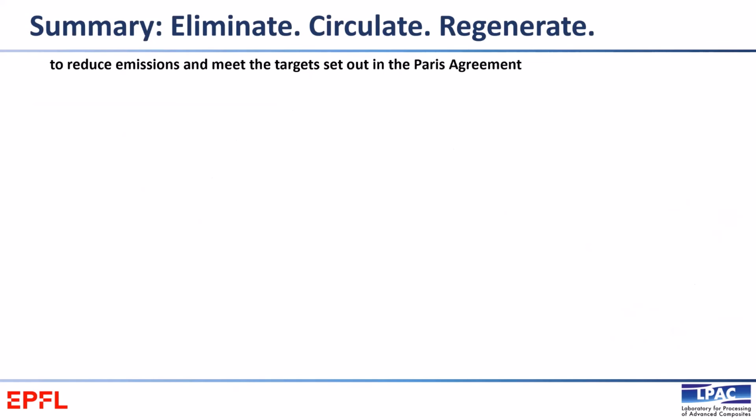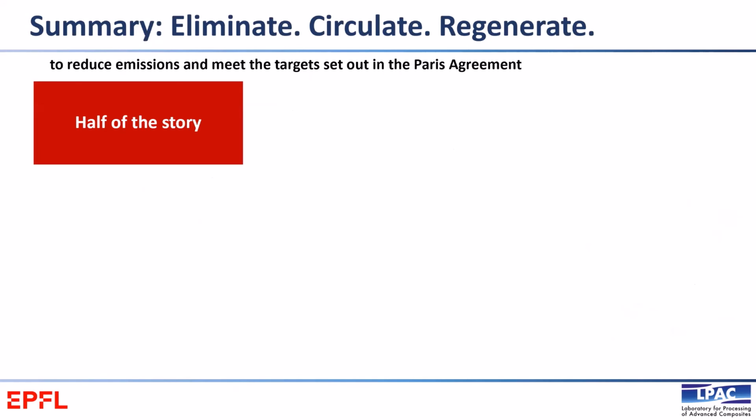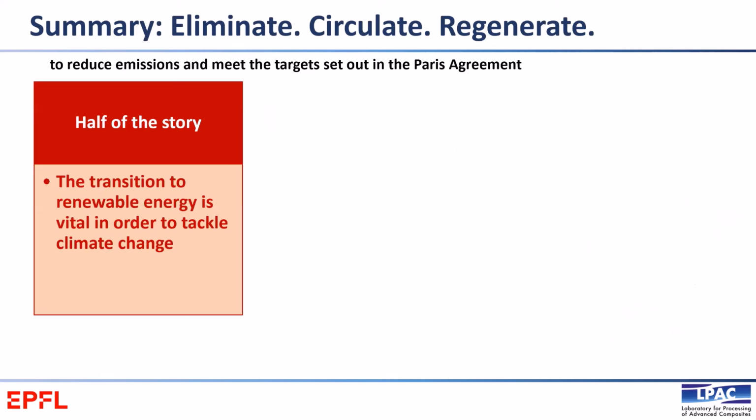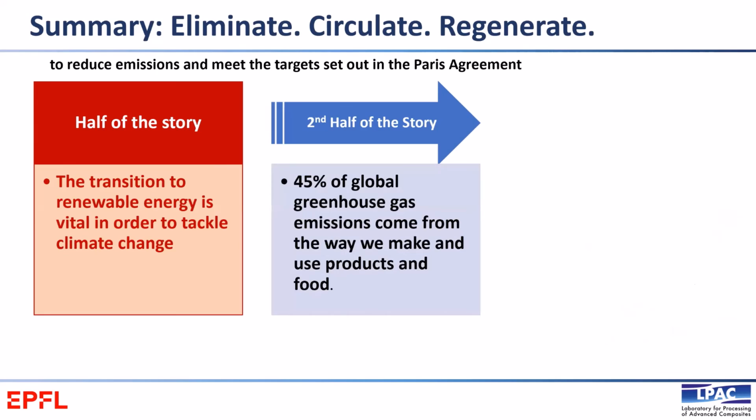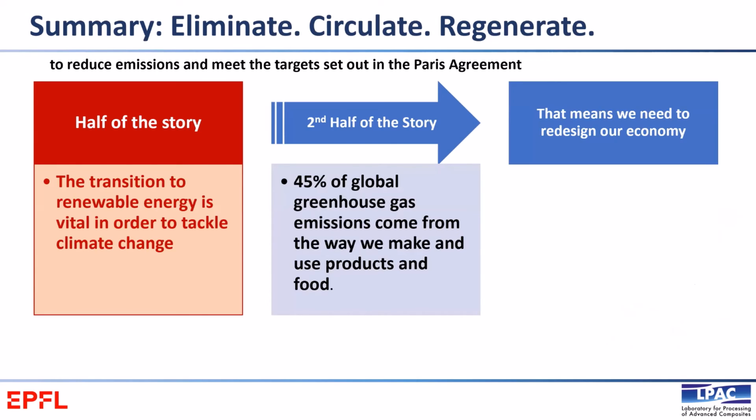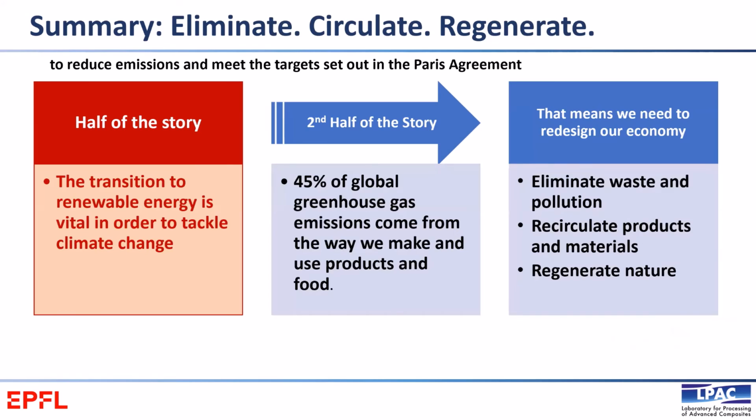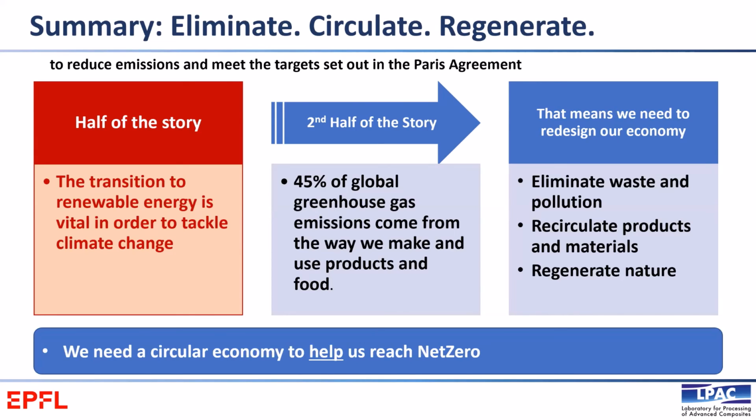So this is really my summary: half of the story is a transition to renewable energy. The other half of the story is related to how we make goods and products. And that means we need to redesign our economy to eliminate waste and pollution, recirculate products and materials, and regenerate nature. And the circular economy is going to help us get there.